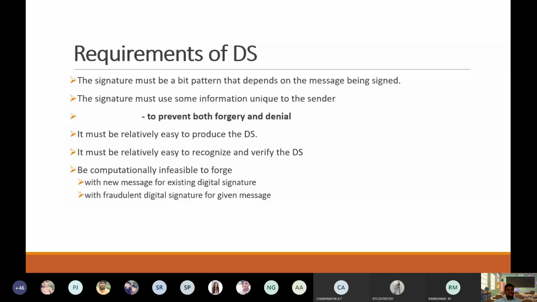Be computationally infeasible. Okay, so computationally infeasible. What does that mean? With a new message for an existing digital signature.